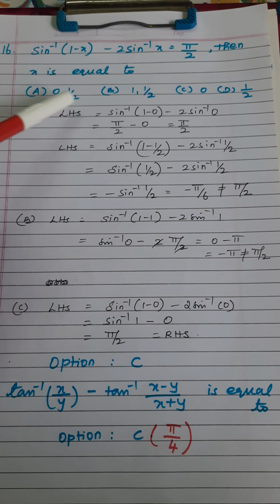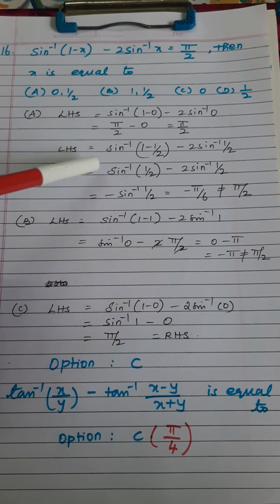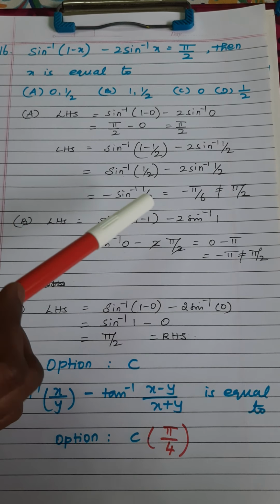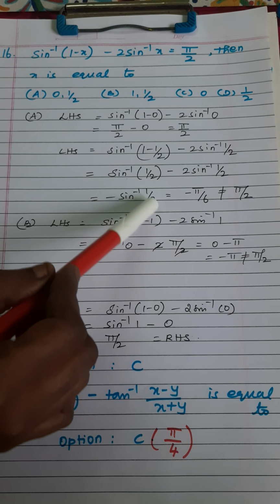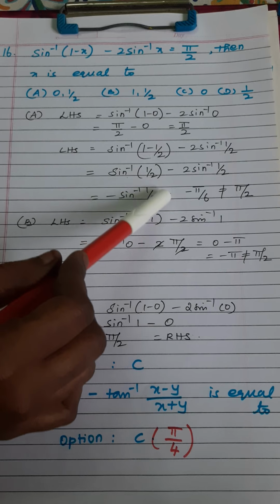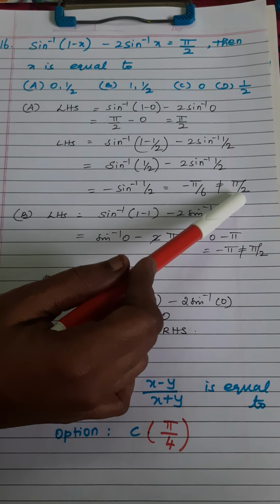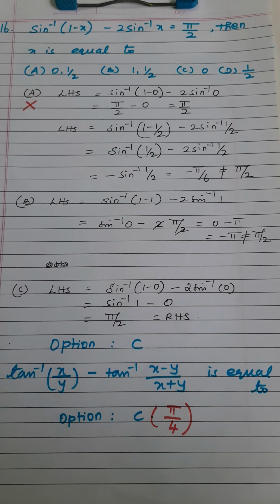Now substitute x equal to 1 by 2. Here we are getting 1 minus 1 by 2 as 1 by 2, and sine inverse 1 by 2. Here, 2 sine inverse 1 by 2. Now when you simplify these two, you are getting minus sine inverse 1 by 2. And the respective angle for this is minus pi by 6. That is not equal to RHS. So this is not the correct option. So option A is wrong.